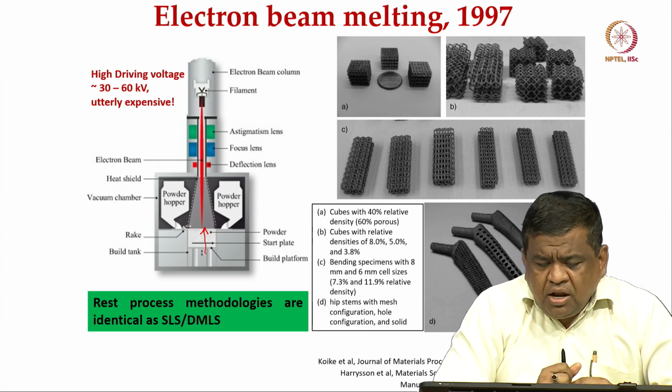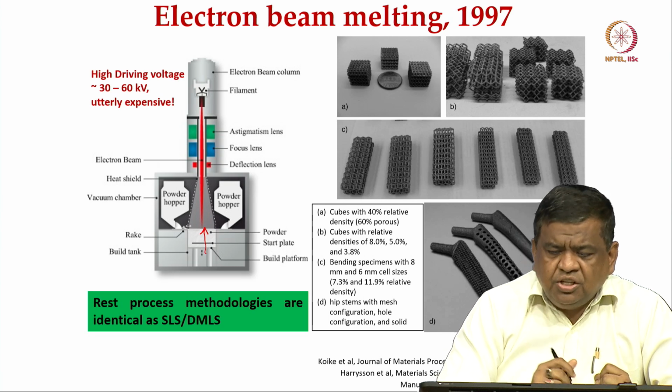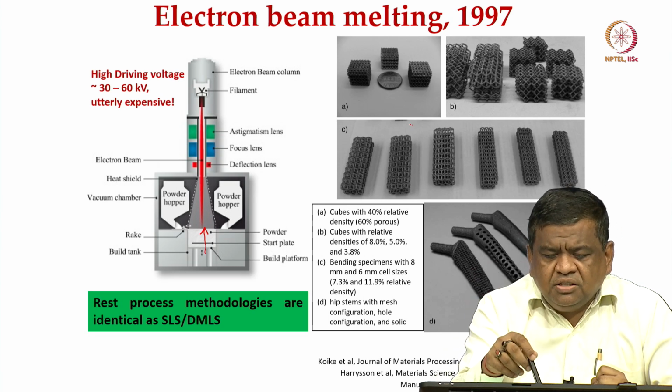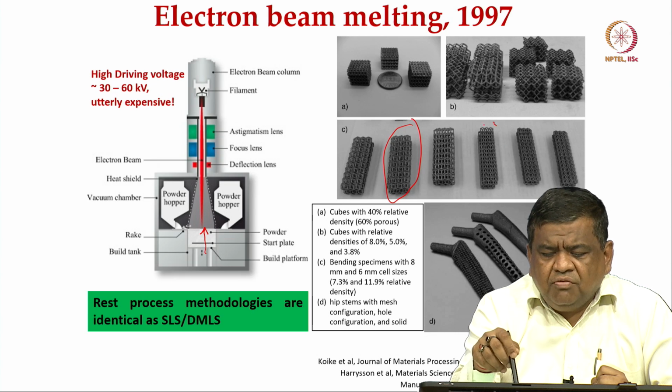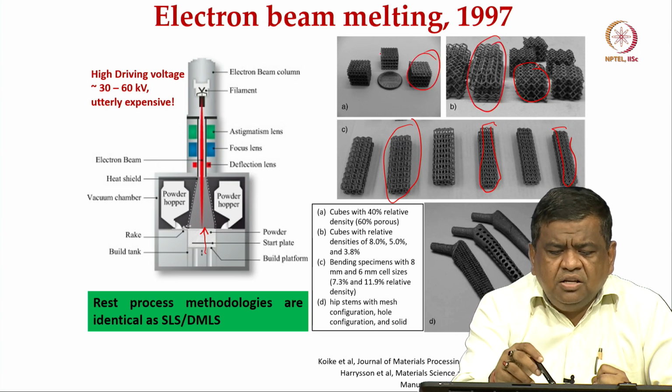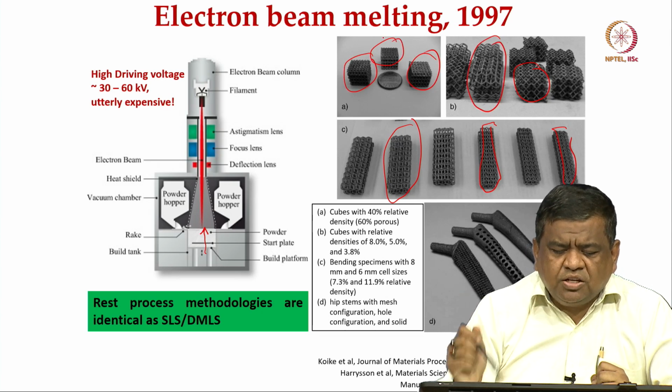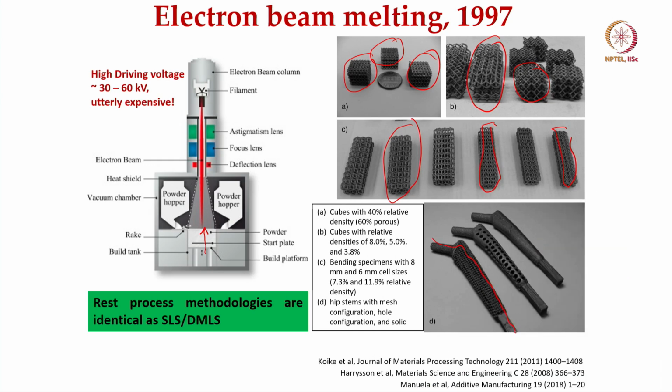Now, if you look at the different kinds of components which are made by electron beam melting, you can see that this is a range of components of different sizes and shapes, with different structures. You can see these typical cube components, but porous components. You can clearly see this is a femoral stem of different designs, manufactured using the electron beam melting technique, with different mesh configuration, hole configuration, solid configuration, right.